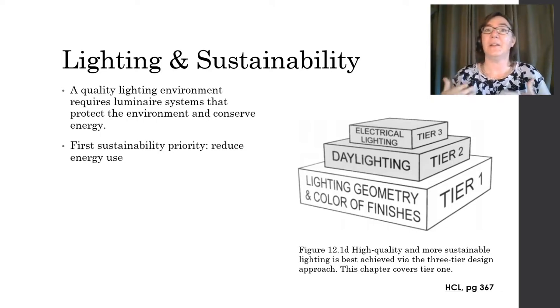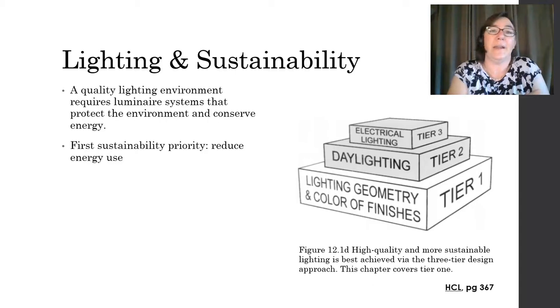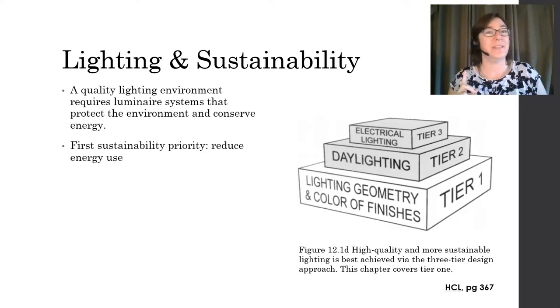Lighting design has close ties to sustainability. A quality lighting environment, one that provides great lighting for its users, has a number of characteristics, but one of them is that the systems we choose must protect the environment and conserve energy. This fits neatly with our first sustainability priority to reduce energy use.